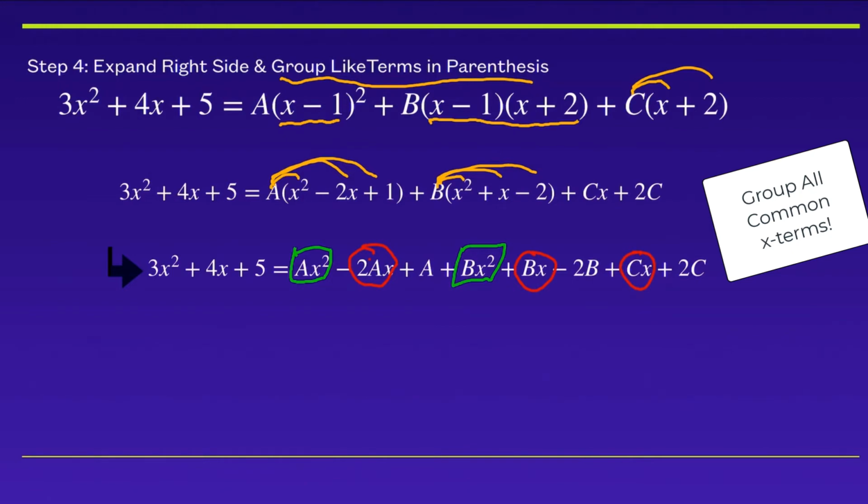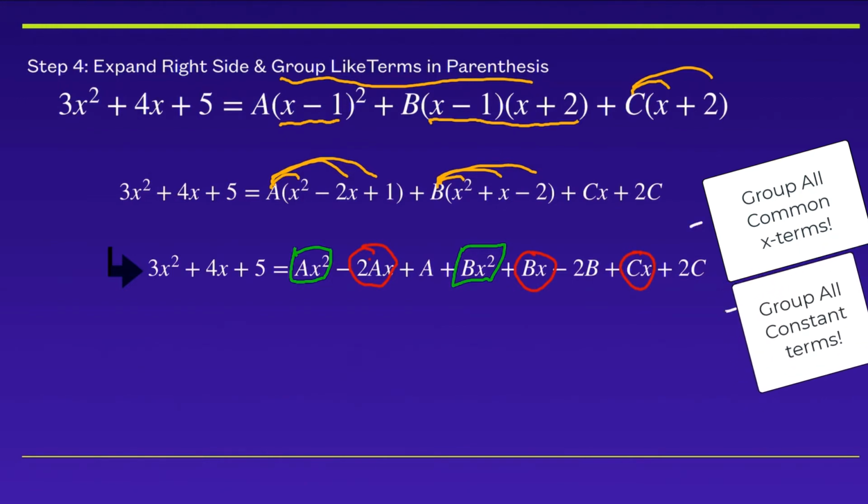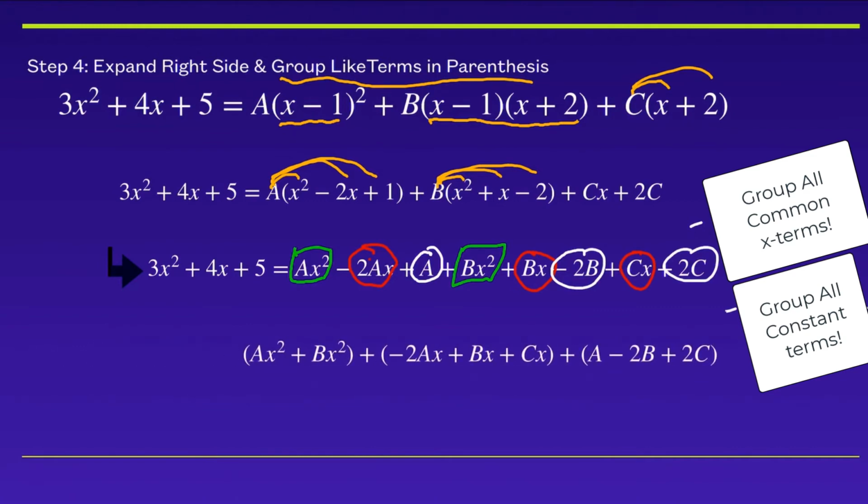And I also want to group your constant terms, okay? The constant terms won't have an x, so we'll have a negative 2b, and we'll have 2c. So those are going to wind up getting grouped in the parentheses coming up now. So you can see that right here.